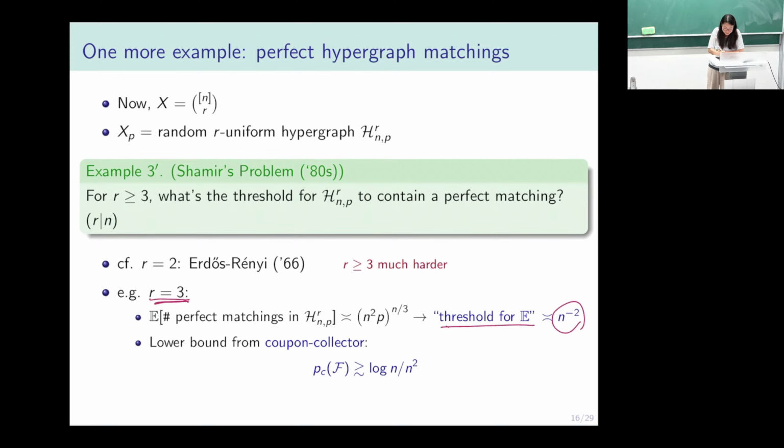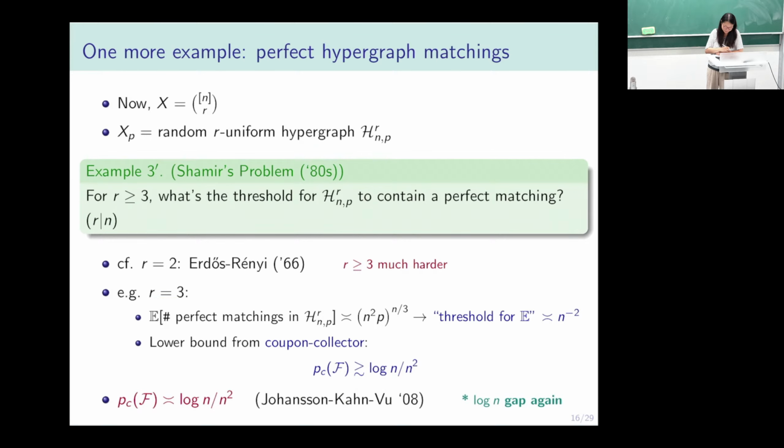And if we consider this coupon collector behavior, which means we want to raise the probability so that there are no isolated vertices, in this case we have the second lower bound, which is log n over n squared. And it turned out the answer is equal to the second lower bound. This was proved by Johansson, Kahn, and Vu in 2008. And so in this case, we see this log n gap again.